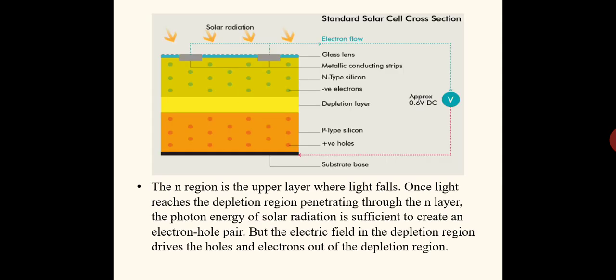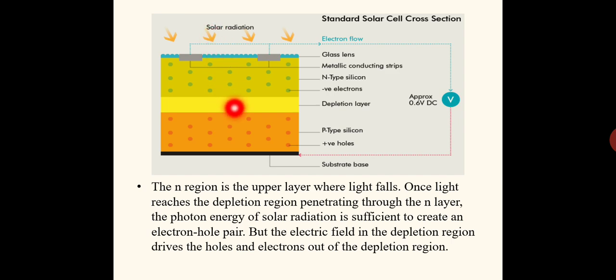See the electric charge created between these two boundaries, negative charge here and positive charge here. This electric charge created at the boundaries will create the potential difference. The n region is the upper layer where the light falls. Coming to the solar cell, the n region will be the upper layer and the p region will always be the bottom layer. So the light rays will be falling on this layer. See, solar radiation is coming and it is falling on this layer.